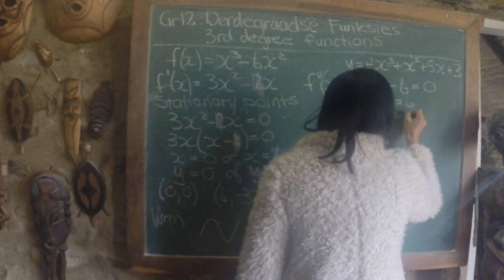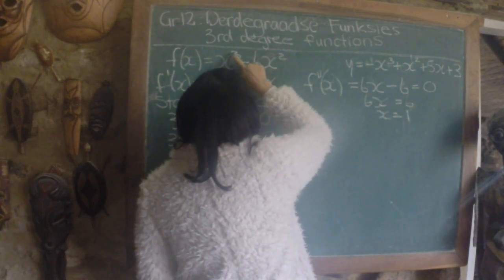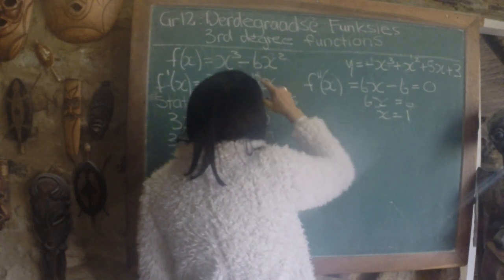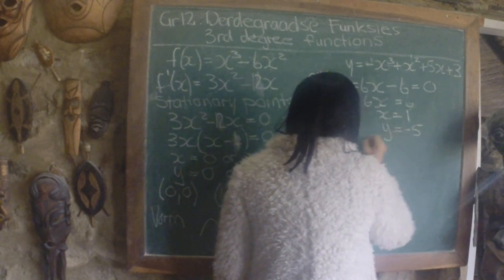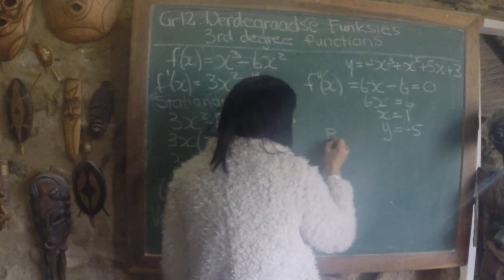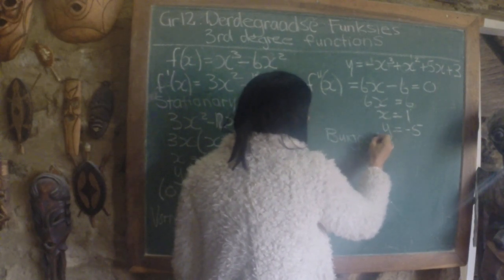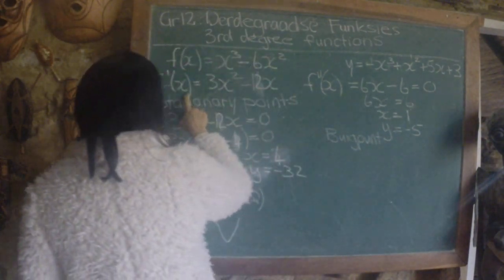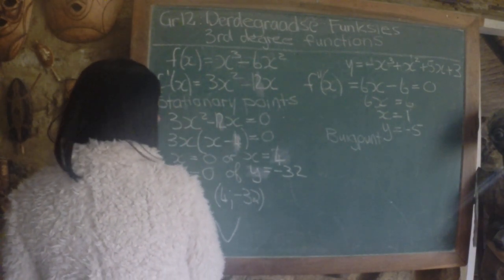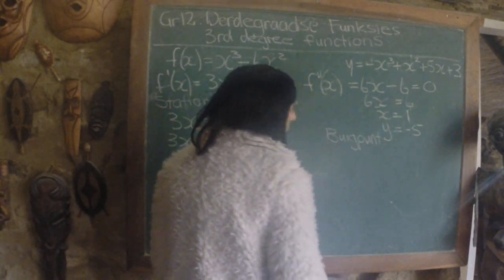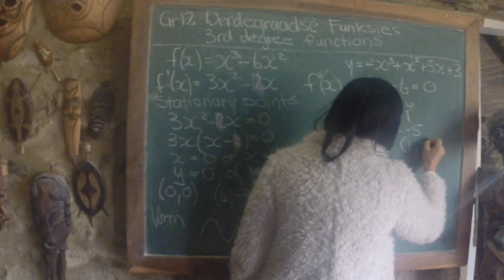Let's substitute that in the original formula, 1 cubed is 1 minus 6, so the y value is equal to minus 5. So my inflection point is what I have now worked out. First we did the derivatives, 2 the stationary points, 3 the shape, 4 the point of inflection, the value 1, minus 5.